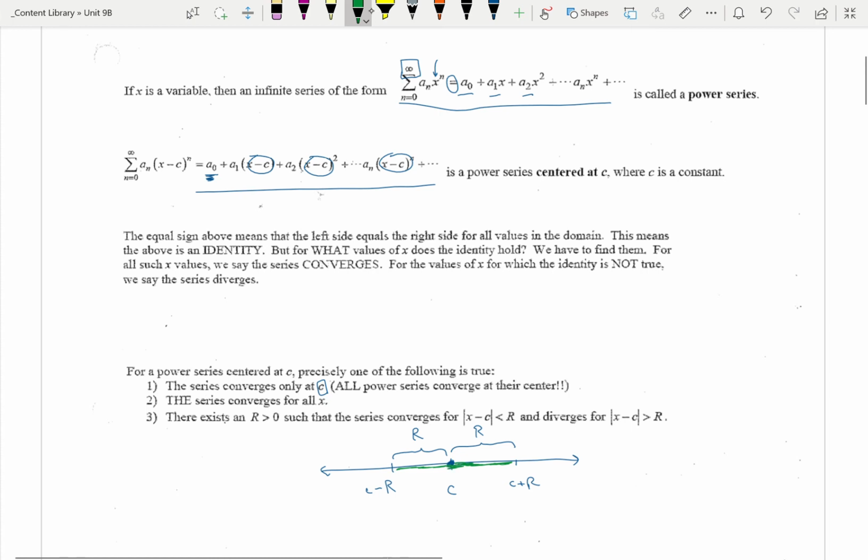The only thing left to do is to double check the endpoints. It's possible that the endpoints are convergent. It's possible that the endpoints are divergent. It's actually possible for one to be convergent and the other one to be divergent. So there are lots of different possibilities here. We must check both endpoints in scenario 3. So that's an important thing that you're going to see time and time again on these sorts of problems.